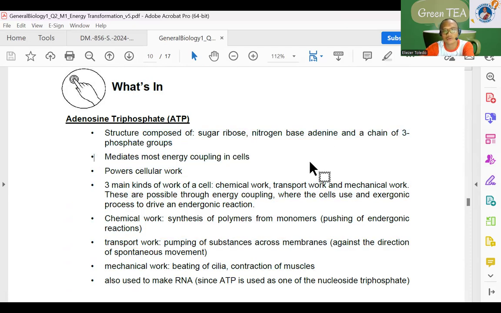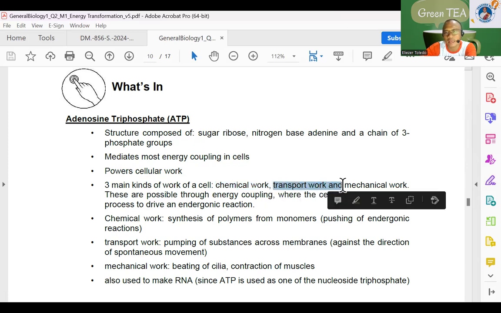What does it do? It mediates most energy coupling in cells. What is coupling? Two. That's the key term, which will be shown later on. It powers cellular work. There are three kinds of work: chemical, transport, and mechanical. These are the work of the cell.